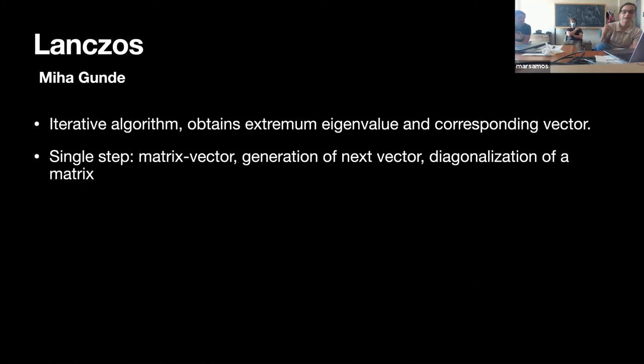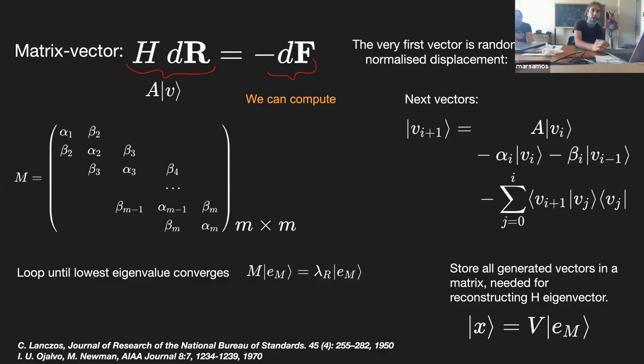So for the implementation details, I leave the floor to Miha Gunde, who made some changes to the Lanczos. So hi everybody, I will briefly outline the Lanczos algorithm, which is an iterative algorithm for obtaining the extremum eigenvalues and the corresponding eigenvectors. In a single step of the iteration, basically what it does is a matrix vector multiplication, then a generation of the vector that is going to be multiplied with this matrix in the next step, and it diagonalizes a matrix that is smaller than the original matrix.